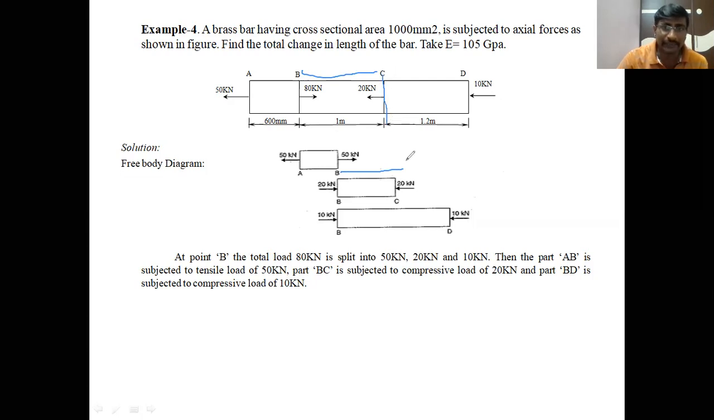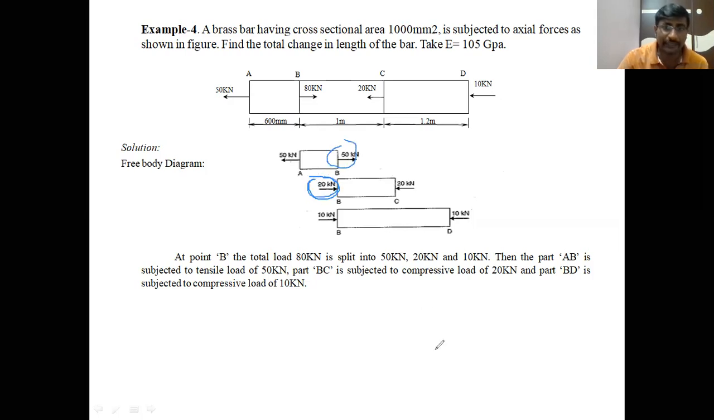Because at section C, there is a 20 kilonewtons force acting at point C in the left-hand side direction. First of all, we put the 20 kilonewtons at point C, which is compression. There must be an equal and opposite force acting at point B on the same BC section. So an equal amount of force, 20 kilonewtons, we have to put at point D on the BC section. So totally 50 plus 20 is completed.